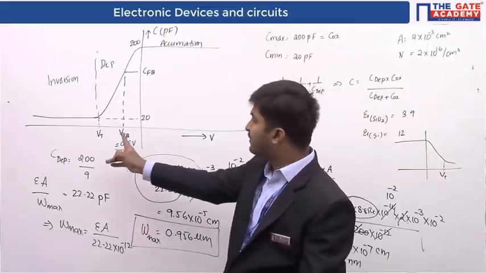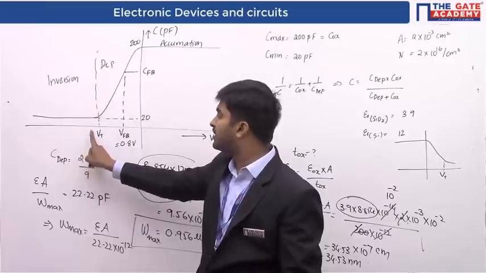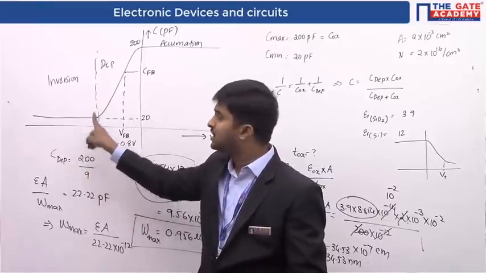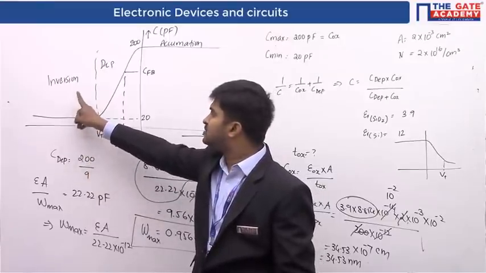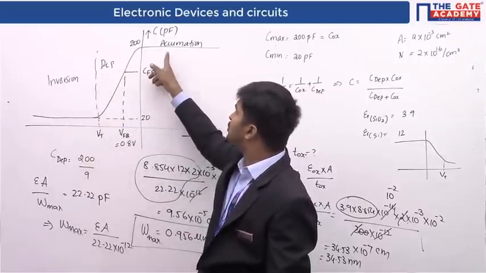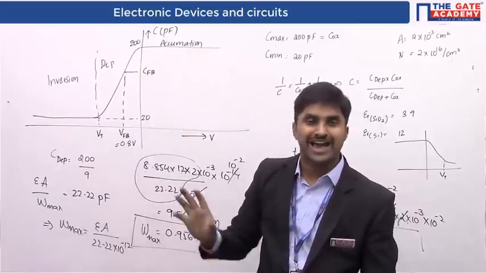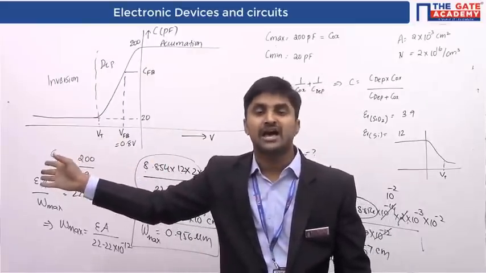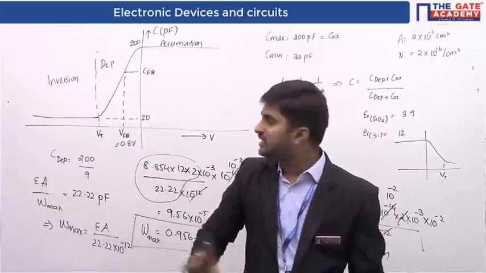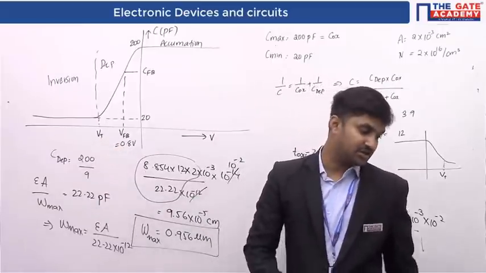Whenever you are applying a magnitude greater than the threshold voltage, it's going to be in an inversion region. If it is in the middle, it's going to be depletion region. If it is less, it's going to be an accumulation region. So the answer for this question, because he has asked greater than the threshold voltage, is the inversion region.